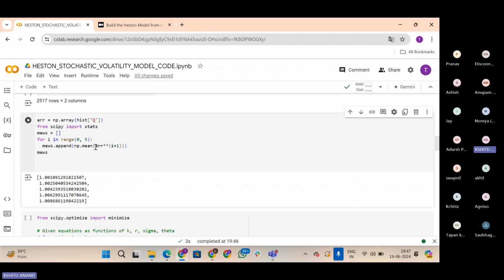Basically, you can see this is for i in range 0 to 5, so i is moving from 0 to 4. First there will be the power of 1, then 2, then 3, then 4, and we are skipping 5. Here i ranges from 0 to 4, but we are doing the power of i plus 1, so the power will be from 1 to 5. So array to the power 1, array to the power 2, array to the power 3, and from here we are calculating the 5 moments. So the 5 moments are calculated. Got it, everyone?